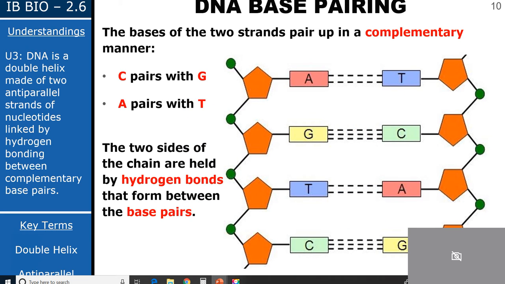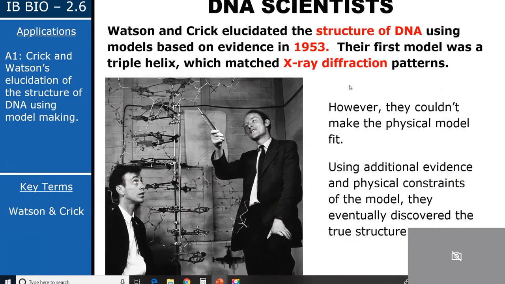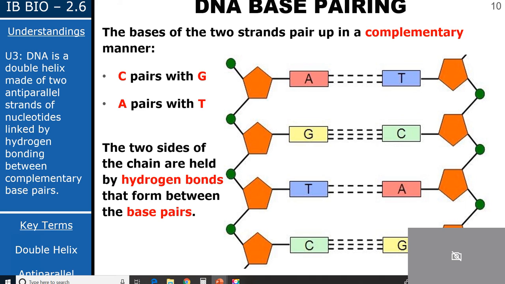And again, remember your DNA base pairing rules. A's always pair with T's, G's always pair with C's, and it's these hydrogen bonds that are forming between the base pairs. You might see them as straight lines sometimes, but it won't matter. If they're in between these bases, they're hydrogen bonds. That's all you guys need to know for quiz 2.6.